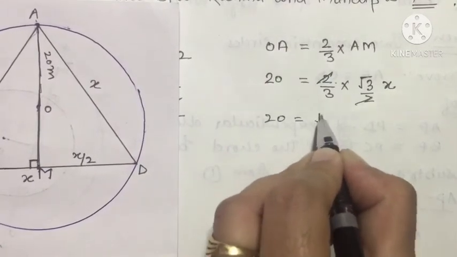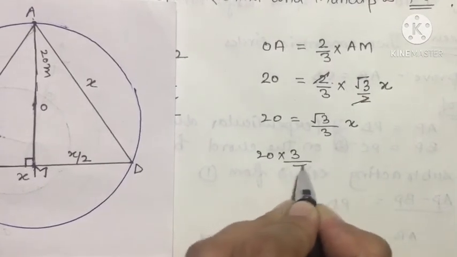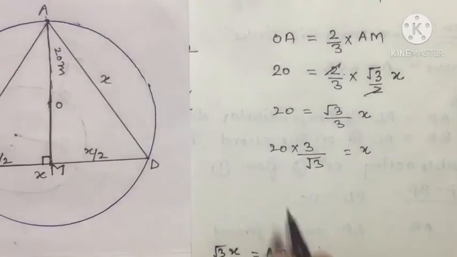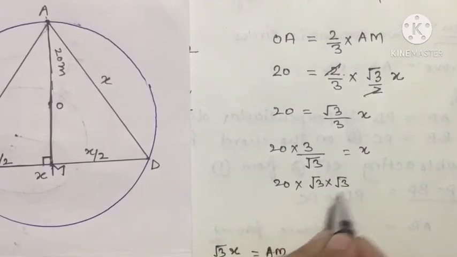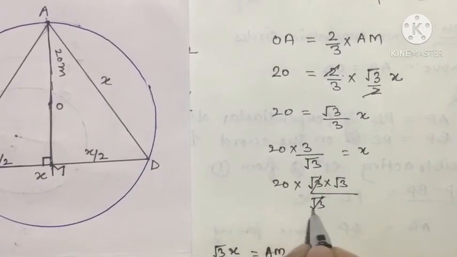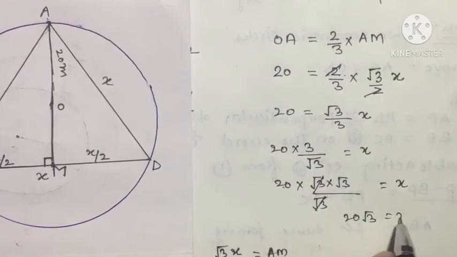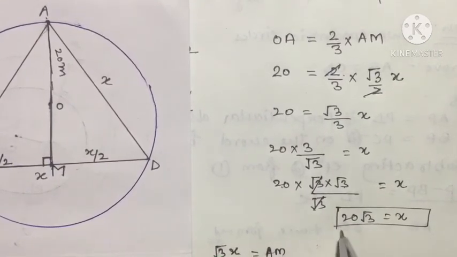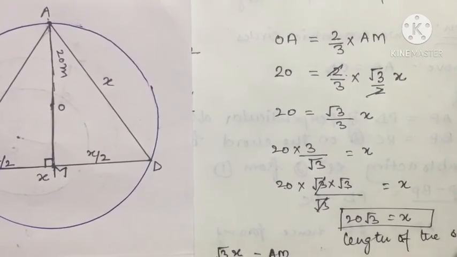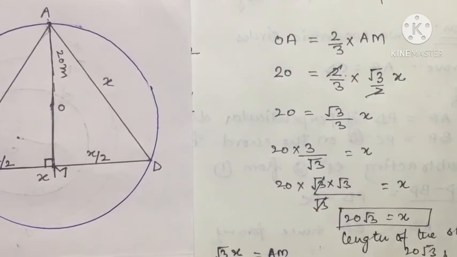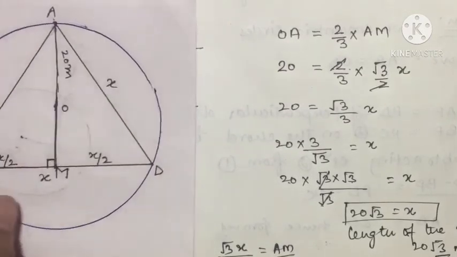20 is equal to √3 divided by 3 x. Take it to other side. 20 multiply by 3 divided by √3 is equal to x. हम उसको थोड़ा सा सिंप्लीफाई कर लेते हैं। Can we write 3 like this? हम 3 को ऐसे लिख सकते हैं, √3 multiply by √3, वो भी तो आपके पास 3 होगा ना। We can cancel. 20√3 are left. 20√3 equals to x. This is the length of the string. Length of the string is equal to 20√3 meter. I hope the question is clear for you.